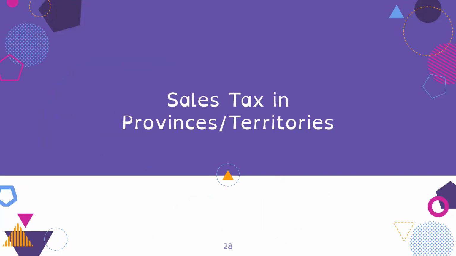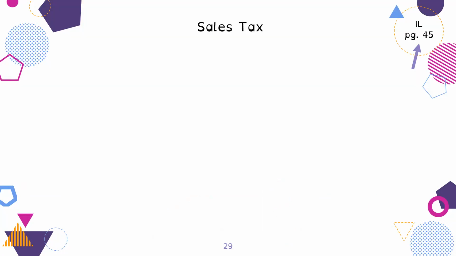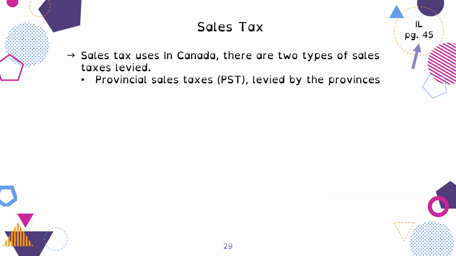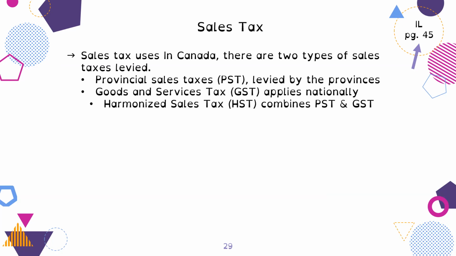We're going to look at sales tax in provinces and territories now. And this is on page 45 of your IEL booklet. So in Canada, we use sales tax, and there are 2 types that we use. We have provincial sales tax, which is PST, which is levied by the provinces, paid to the provinces. And we have goods and services tax, GST, which is applied nationally. So it's a federal tax, whole country. Then we have harmonized sales tax, HST, which combines PST and GST together.